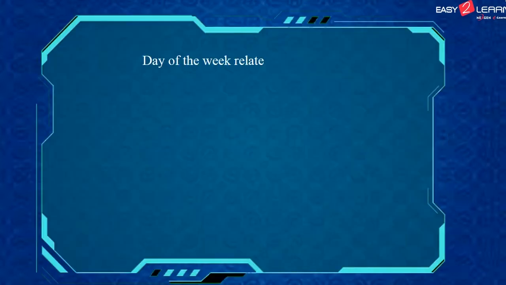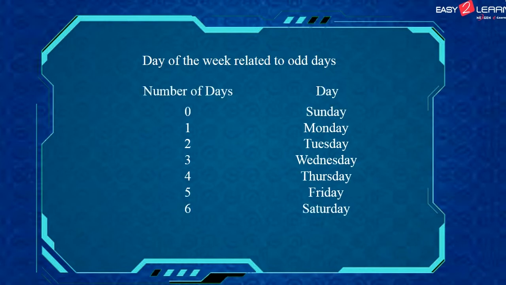Day of the week related to odd days. As shown in the figure, if the number of odd days is 0, it is Sunday. If the number of odd days is 1, it is Monday. For 2 odd days, it is Tuesday. For 3 odd days, it is Wednesday. For 4 odd days, it is Thursday. For 5 odd days, it is Friday. And for 6 odd days, it is Saturday.